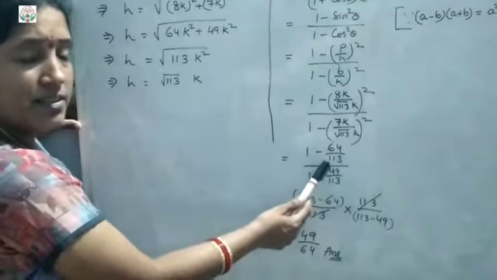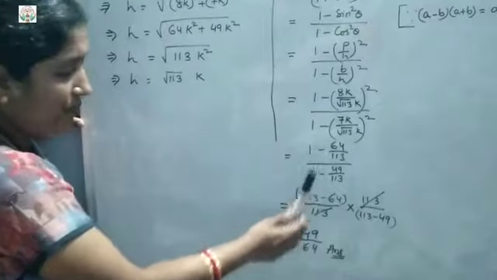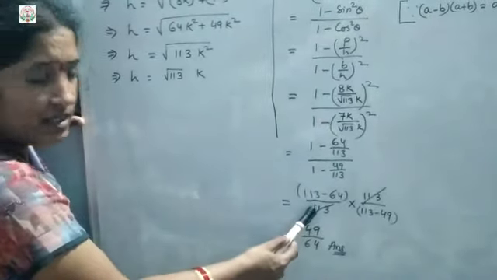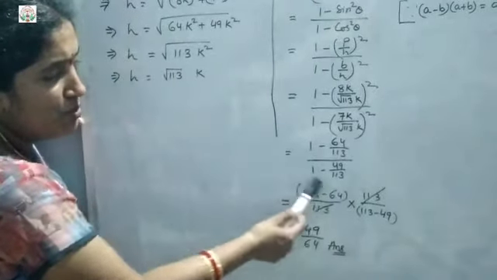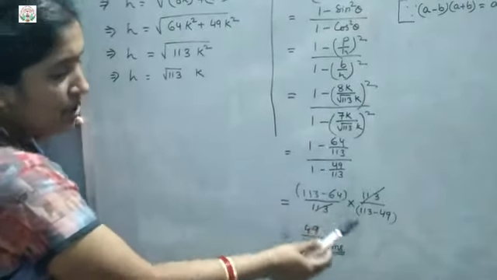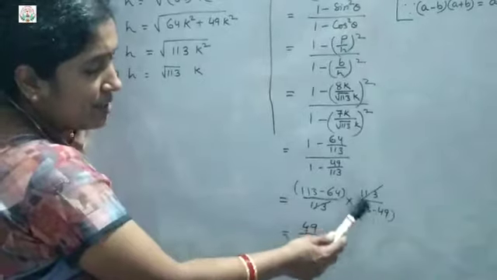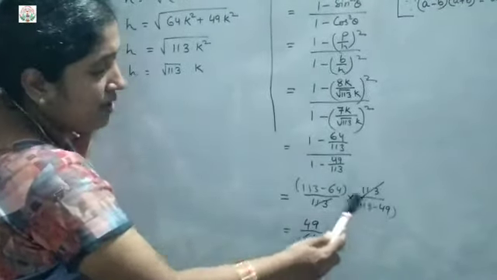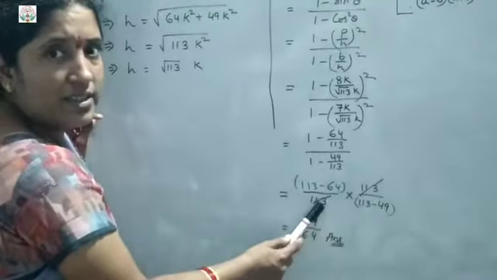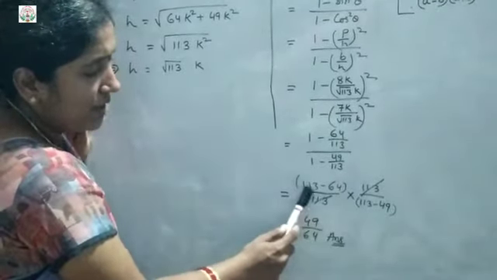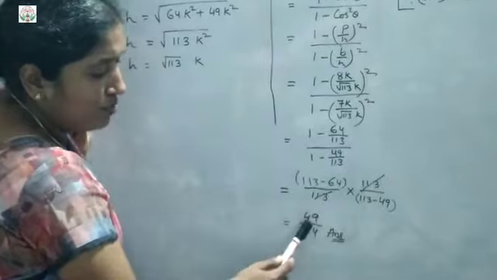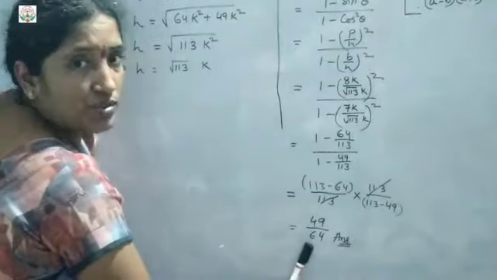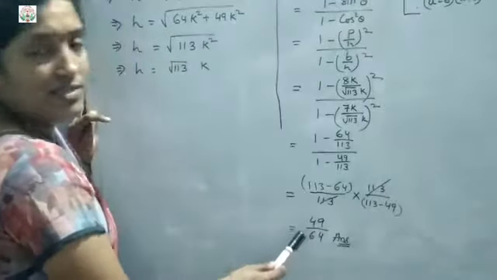Now taking the reciprocal as well as the LCM. The first numerator will be like this, and we will reciprocate this because this upon this is given. So the reciprocal will be 113 upon 113 minus 49. The 113 in numerator and denominator will get cancelled. Now 113 minus 64 will be 49 and the denominator 113 minus 49 will be 64. So this will be the answer.